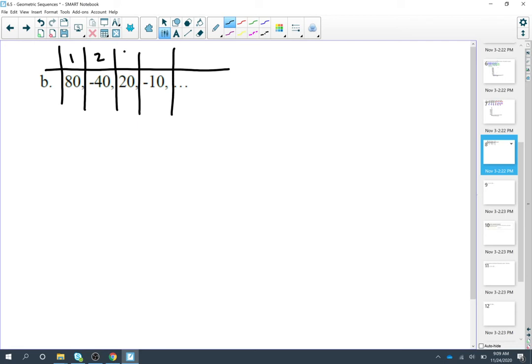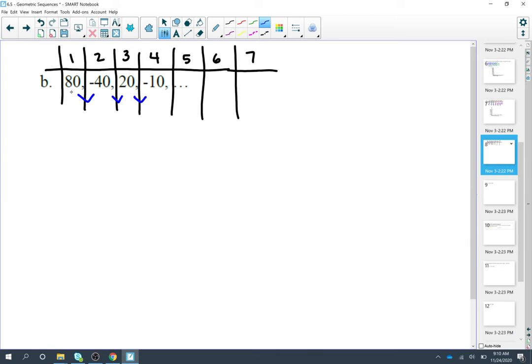1, 2, 3, 4, 5, 6, 7. Then let's go find our pattern. 80 to negative 40. Well, 80 to 40 is kind of like 1/2. Okay, I cut it in half. 40 to 20, also kind of like 1/2. 20 to 10, also like 1/2.